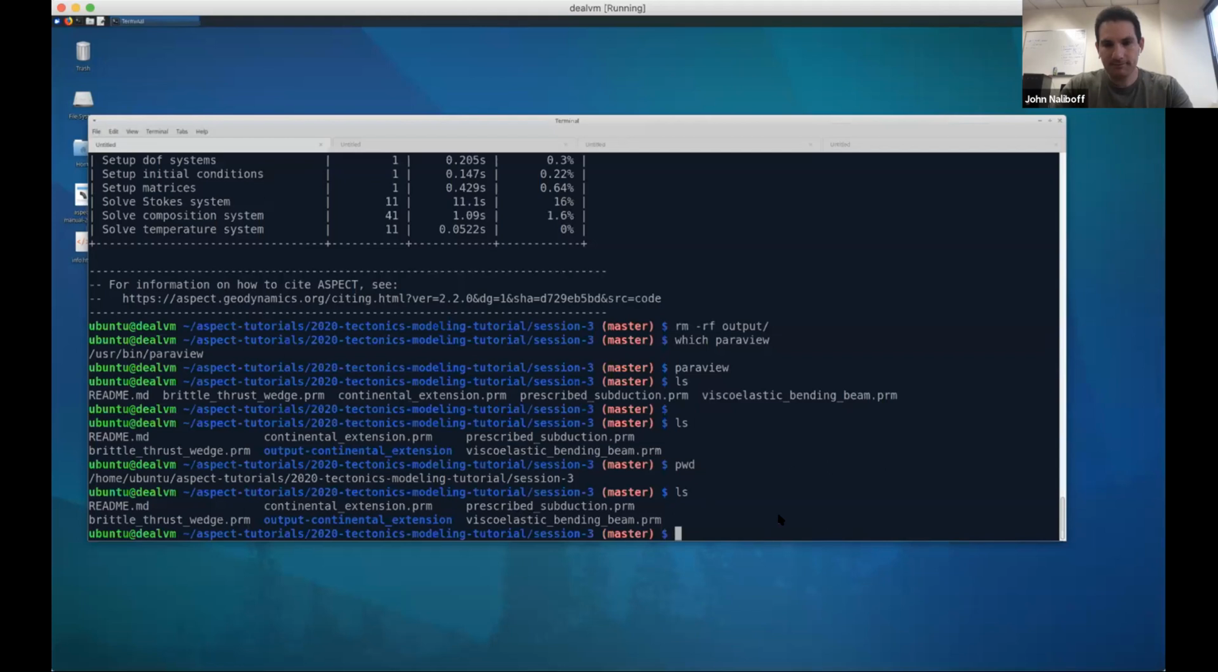Oops. Sorry. Apparently I'm overloading my computer with applications right now.